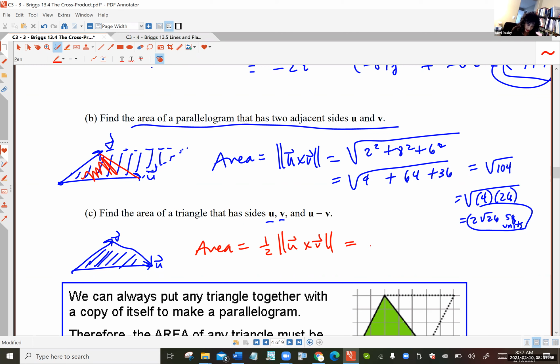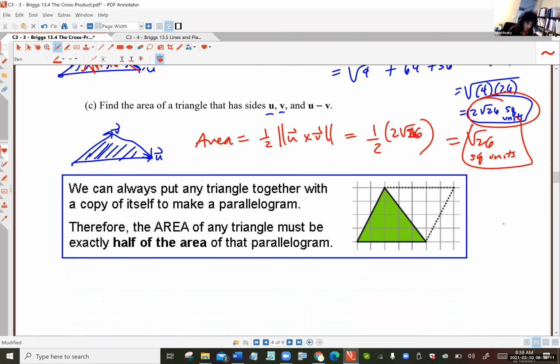Fantastic. And since we already got the parallelogram area, we're just going to take 1/2 of that, 2 square root of 26, and reduce, the 2's cancel, and your final answer is your triangle has an area half the parallelogram, square root of 26 square units, okay? So here's a little handy fact for you. Anytime you are asked to find the area of a triangle, it's half of a parallelogram, if you make a copy of itself there. So I hope that helps the understanding there. And I think we're ready to move on.